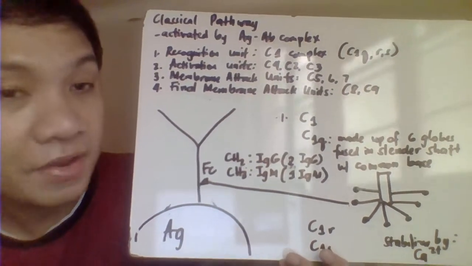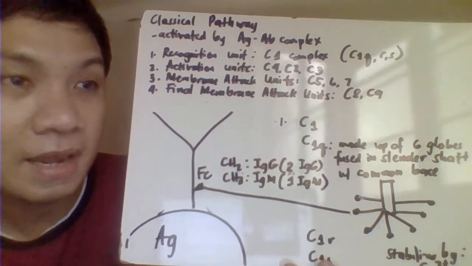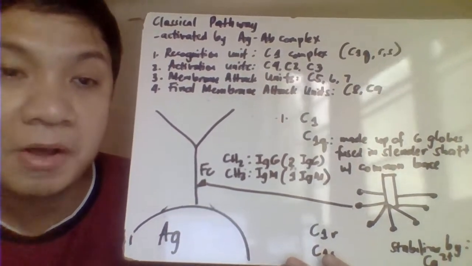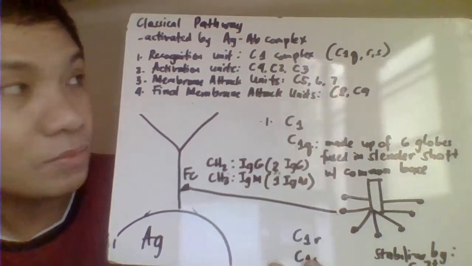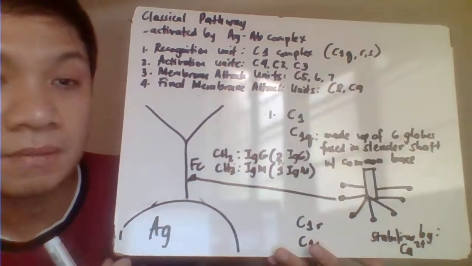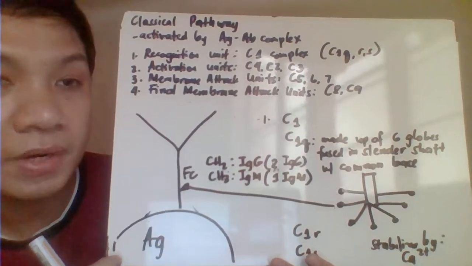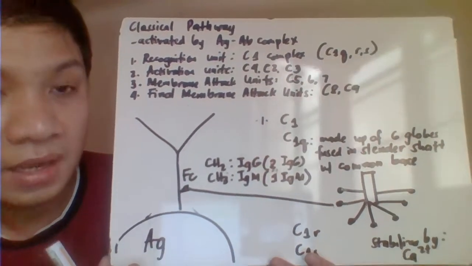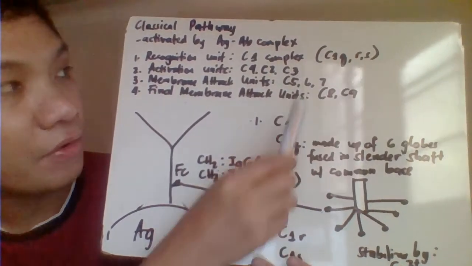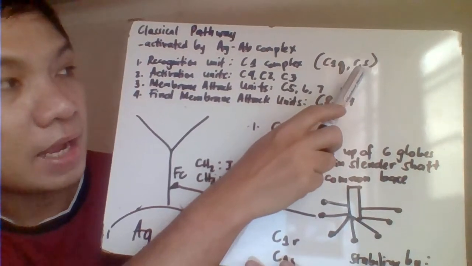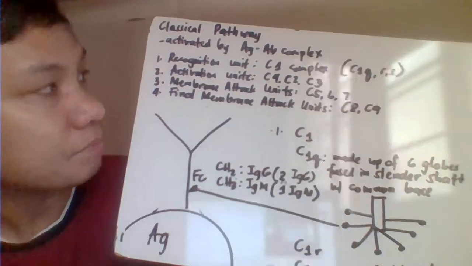Okay, and we have here the members of our classical pathway. So we have here the complement components involved. The first one is the recognition unit. The recognition unit here would be your C1 complex. Our C1 complex is made up of your C1Q, C1R, and your C1S.